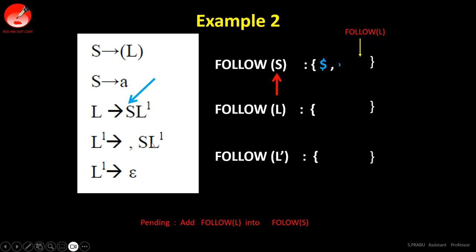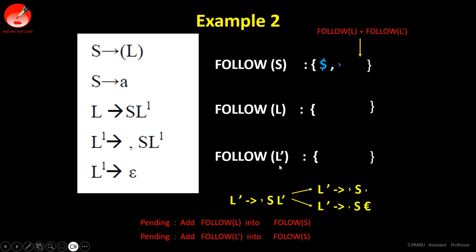So after calculating follow of L, I write those values here. Then I go to the next S. The next element is L dash. L dash first elements are comma and epsilon. So after S, comma is there. Comma is already included. In the second row, after S, there is no element. That means follow of L dash can be copied into follow of S.